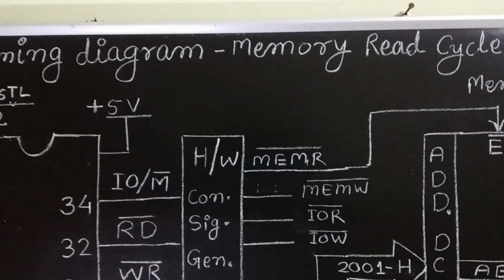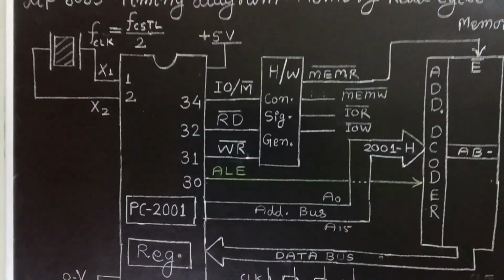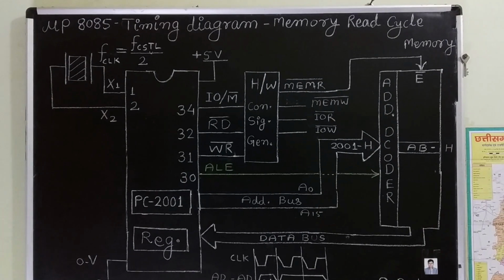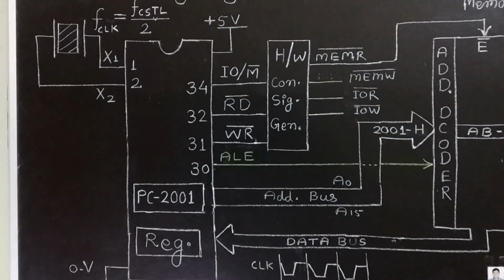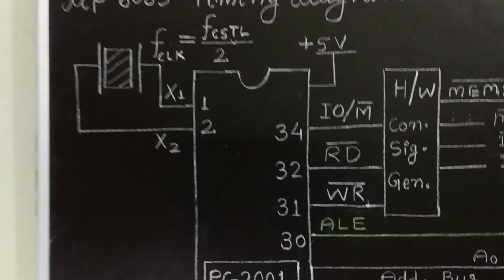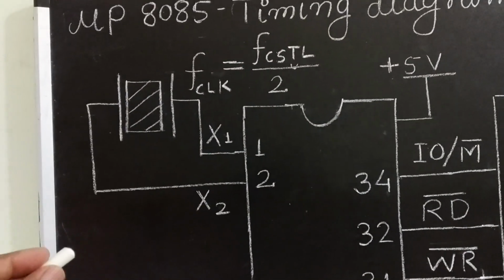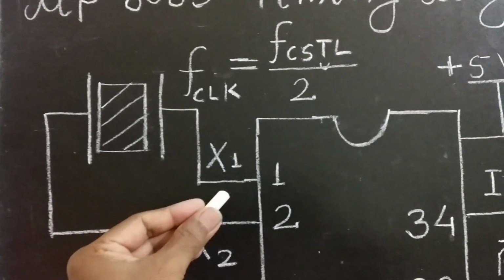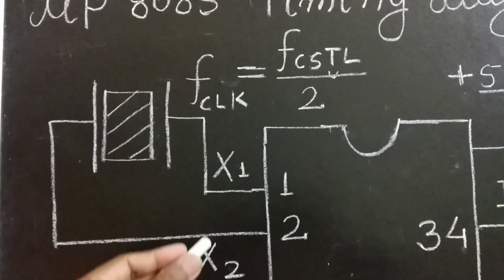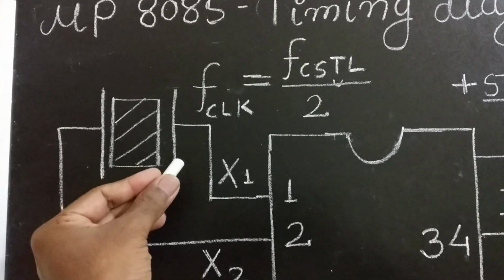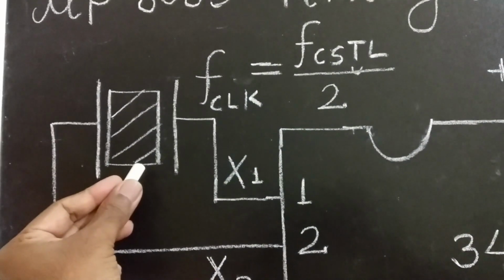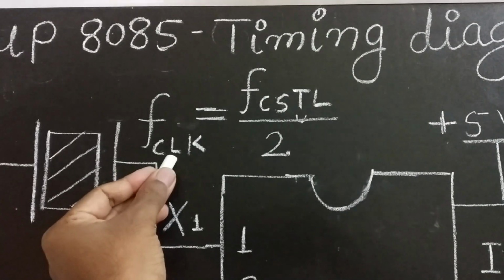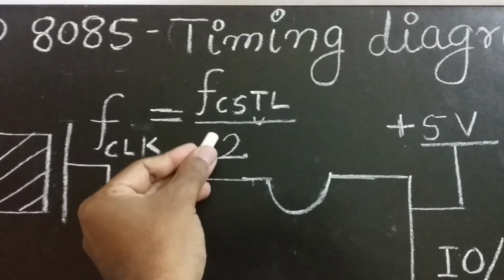And as we have shown here the full diagram, and for understanding the timing diagram, basically we have to understand the clock which is generated in the microprocessor. Between pin number 1 and 2, between X1 and X2, a crystal is connected, and when the crystal oscillates, it generates a two-phase clock, and the clock frequency is crystal frequency divided by 2.